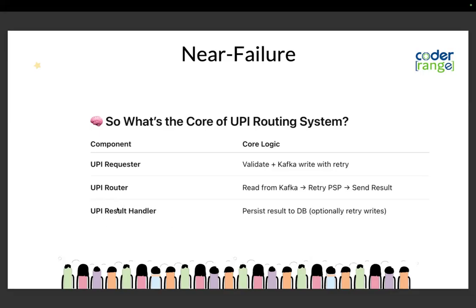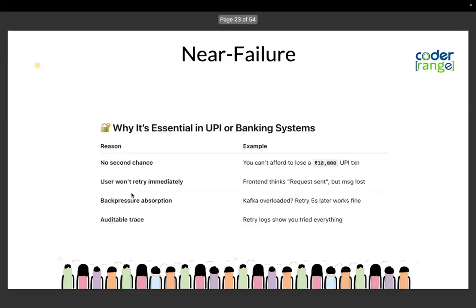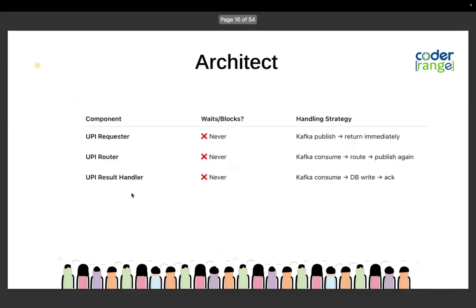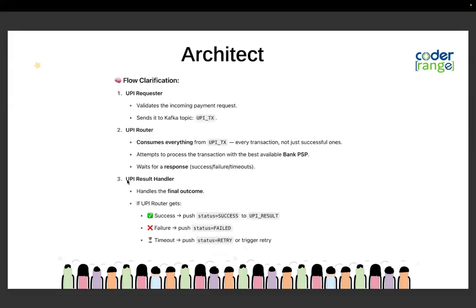UPI result handler will wait for the response from the UPI router. In fact, when I told you at the very start, you can see here the UPI result handler will handle the final outcome. It will wait for the response of the UPI router, so these are all async. It is waiting asynchronously. It will check the status, success or failure, whatever it is. Basically, the UPI result handler will handle the event and process it to the DB. Finally, that is the transaction. So the data flow here will be the full data, whatever message you have shown.